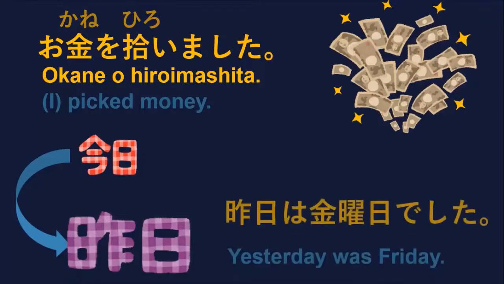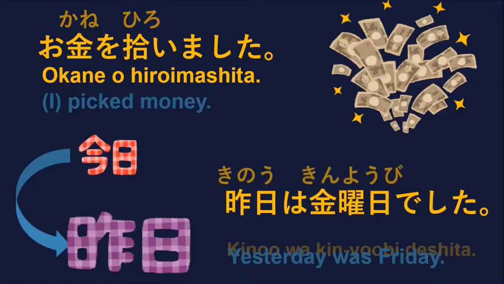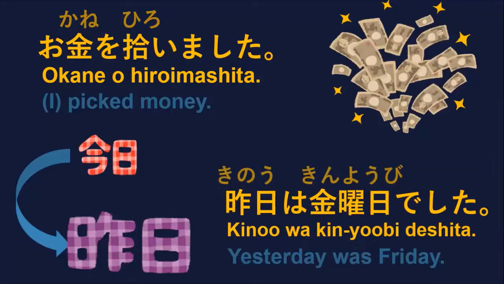So yesterday was Friday. How to say that? 昨日は金曜日でした。 Kino wa kinyobi deshita. So yesterday is kino, these two kanji are for yesterday. Wa kinyobi deshita. Okay. Kino wa kinyobi deshita.